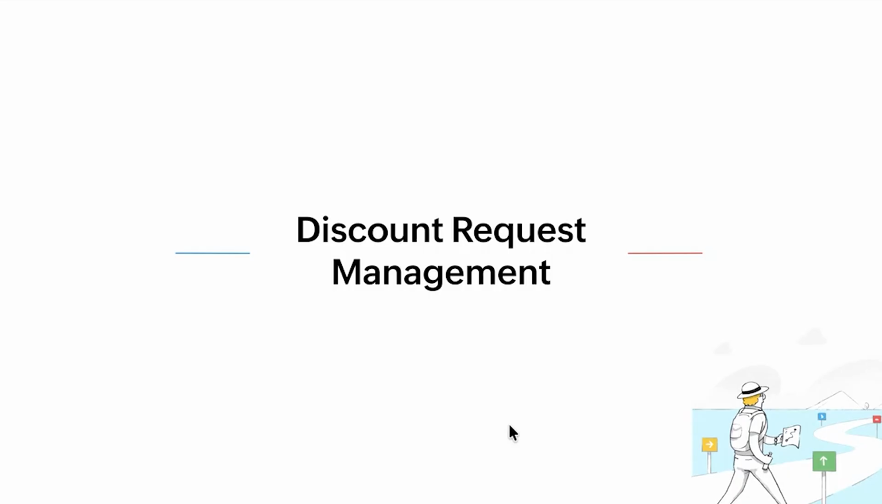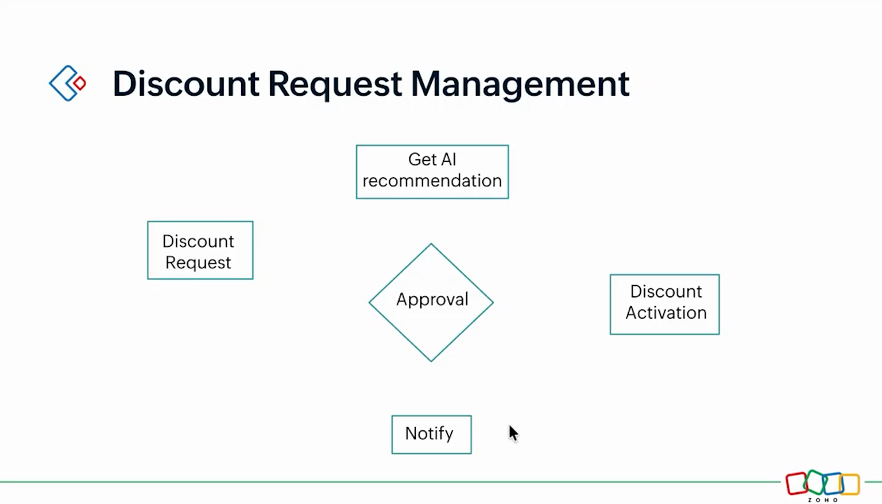This discount request management is going to be very common. Whenever a discount request is raised, it can be by a sales executive or a customer. Let's take the sales executive. Whenever a discount request is raised, the sales executive can create a discount percentage and evaluate it with the help of the AI agent. So it can just get the recommendation from the AI agent on whether the discount can be provided to the customer or not.